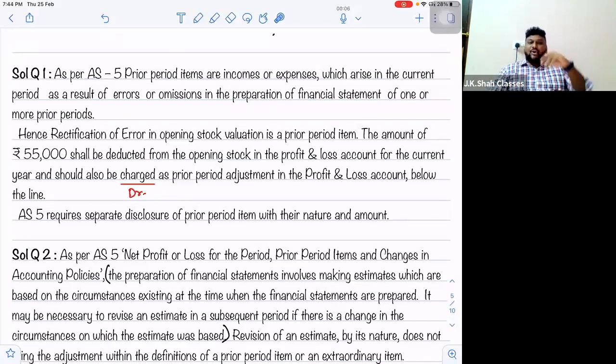So in your simple final accounts terms, I will say that reduce it from trading debit and show it in P&L debit. In your simple final accounts logic. Or credit the trading account, debit the P&L account. As simple as that. In your final accounts logic, I'm talking.